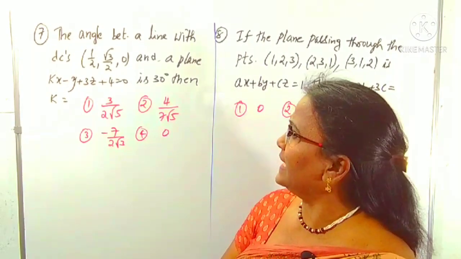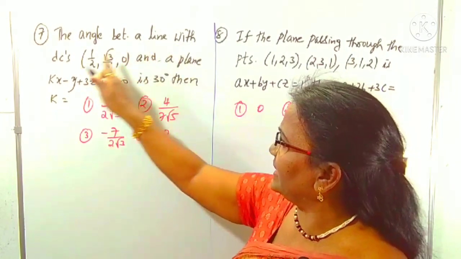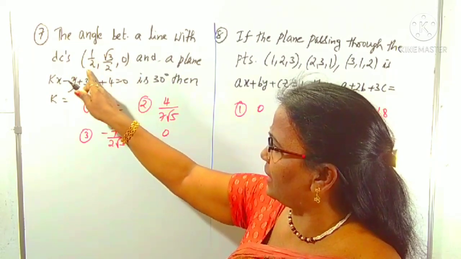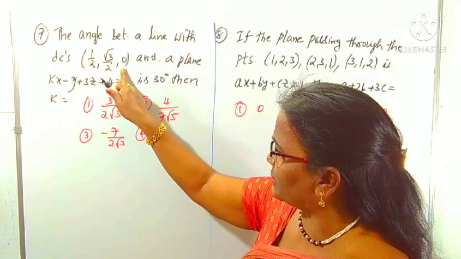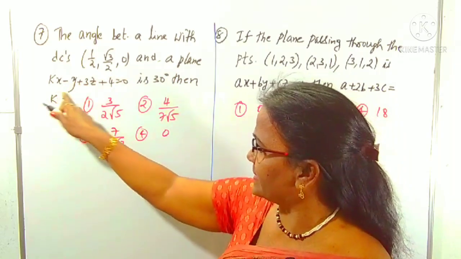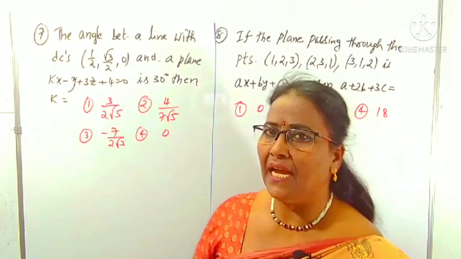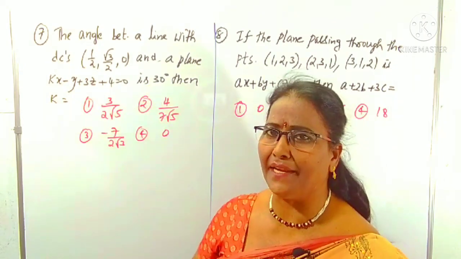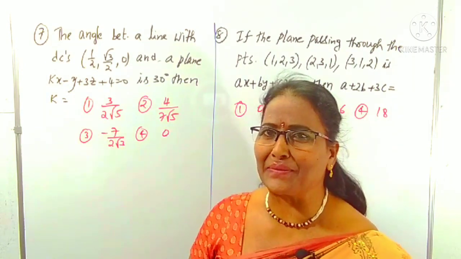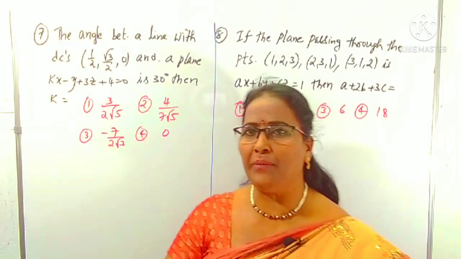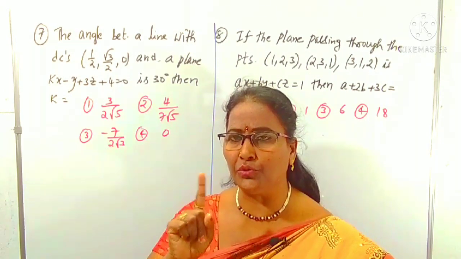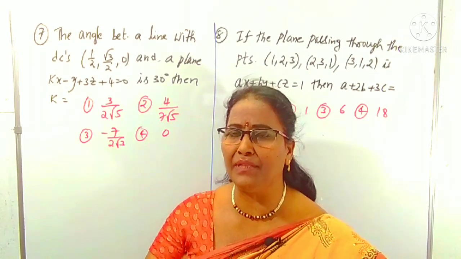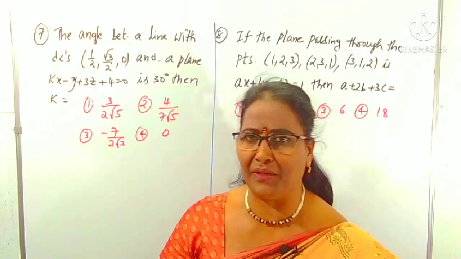What is given? The angle between a line with DCs of a line given as 1 by 2, root 3 by 2, 0 and a plane is 30 degrees. The angle between the line whose DCs are given and the plane is 30 degrees. Then the K value is asked. What is the angle between the line and plane? You have to know one point. That is the angle between two planes and two lines, which you know very well.